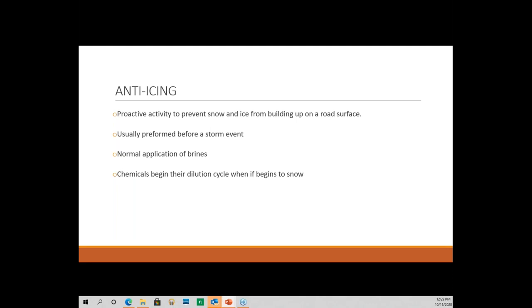I know in a couple of jurisdictions where they apply a liquid chemical pre-storm, then as the storm started building up some snow floor, they would apply some chemical on top of that snow floor. If you apply a liquid chemical, you have got to apply an abrasive as well. Otherwise, that snow floor will get very slick and you'll have some major issues with it.